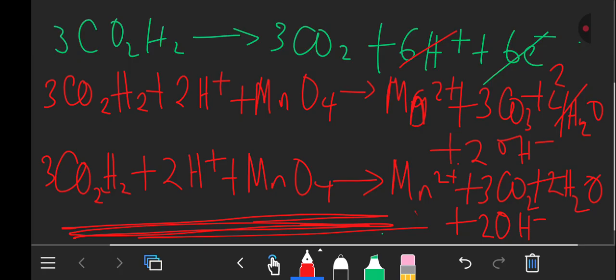So we've done the full topic, redox reaction. Basically this is what you need to know. Maybe in the next part we'll just do exam questions, just to cement the concept. So this is it about redox reaction.